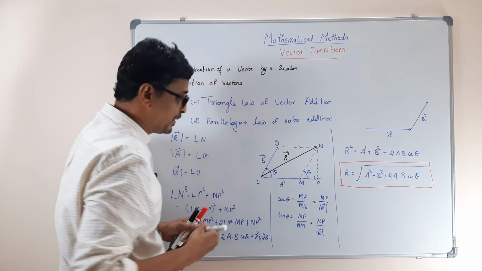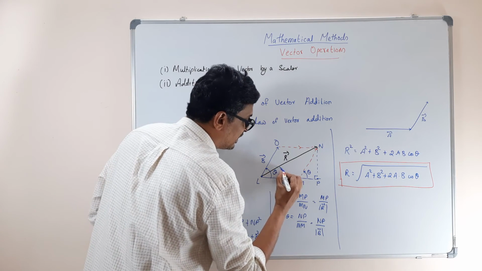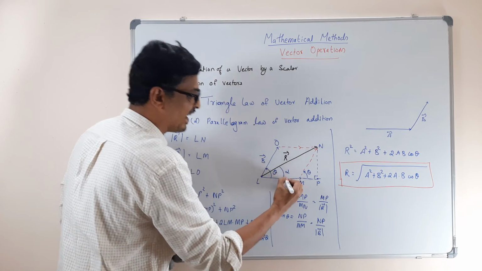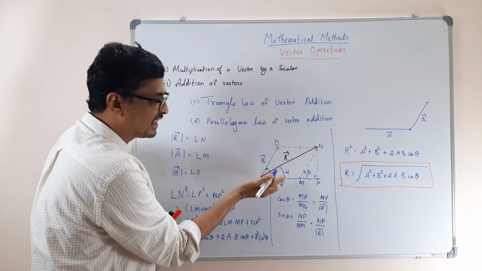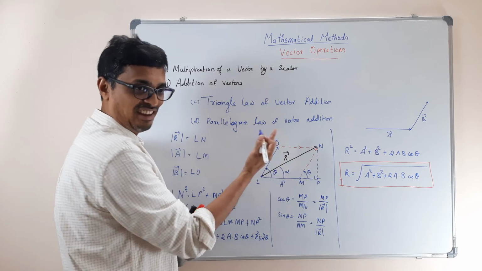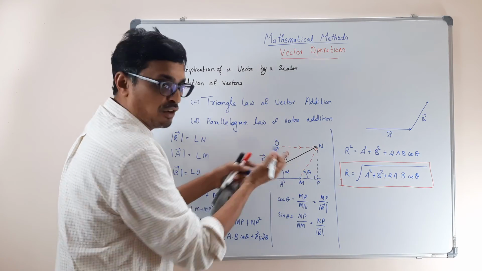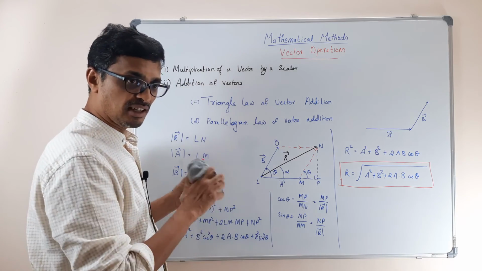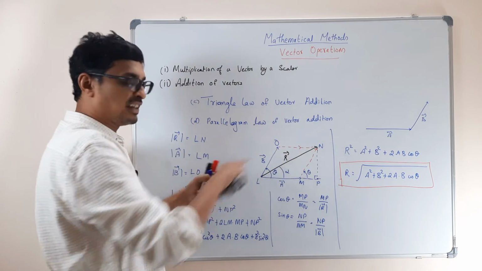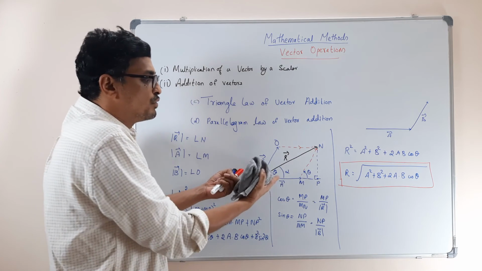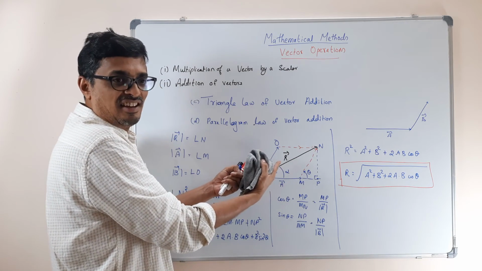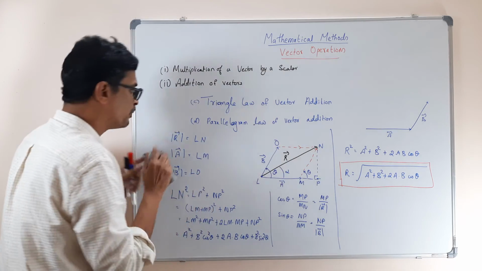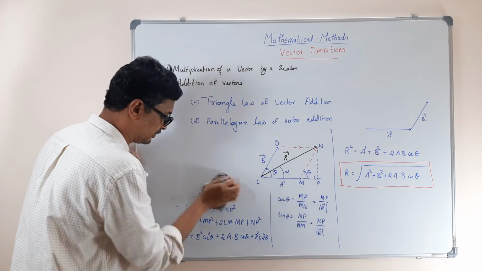So typically, I call this alpha. The angle between A and the resultant vector, the angle from the vector A, or maybe from B also. We will see that. So how do we get the direction of the resultant vector? All you need to know is the angle from the vector A. Let us find out alpha. How do we get alpha?